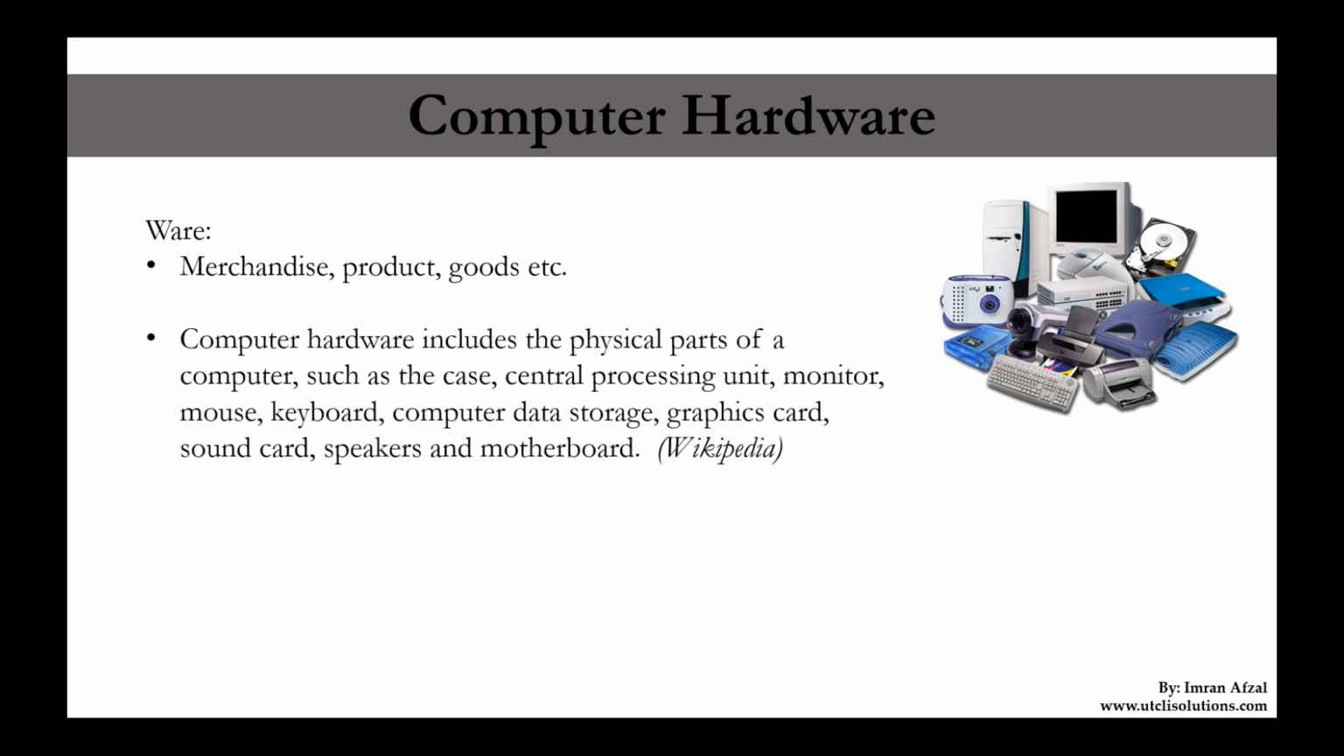Now, from Wikipedia, computer hardware includes physical parts of a computer, such as the case. The case is also referred to as the chassis, where everything is combined together. Then the central processing unit, which is inside of the computer, monitor, mouse, keyboard, computer data storage, which could be a hard disk or external disk, graphic card, sound card, speakers, and motherboard. All of these computer devices that are listed here are actually the hardware.